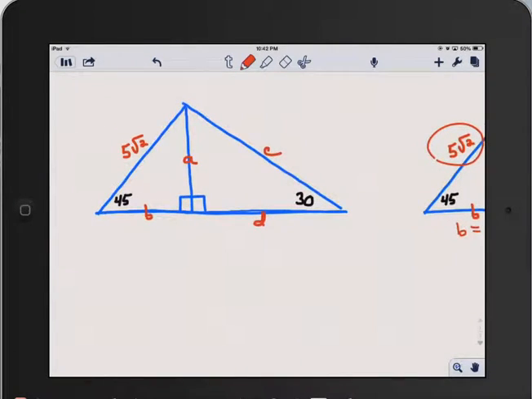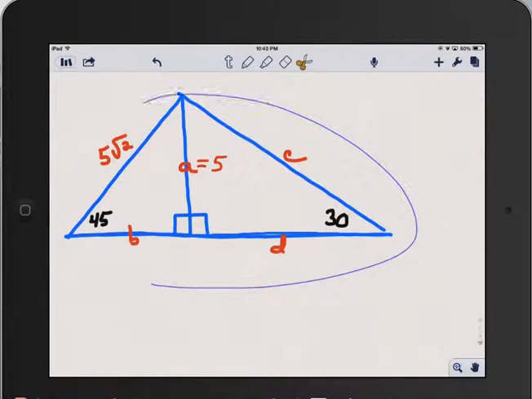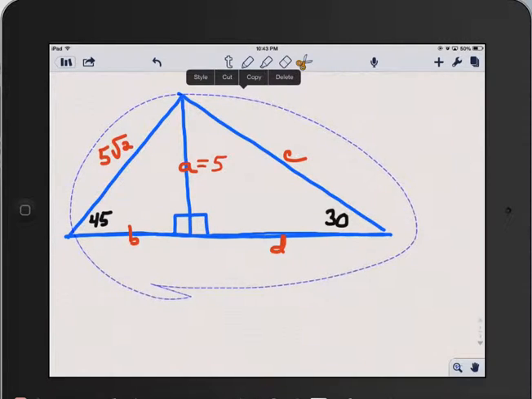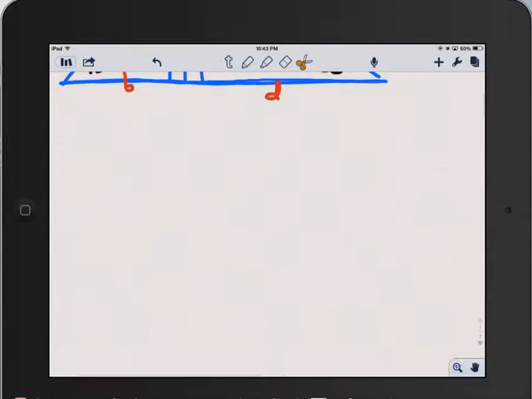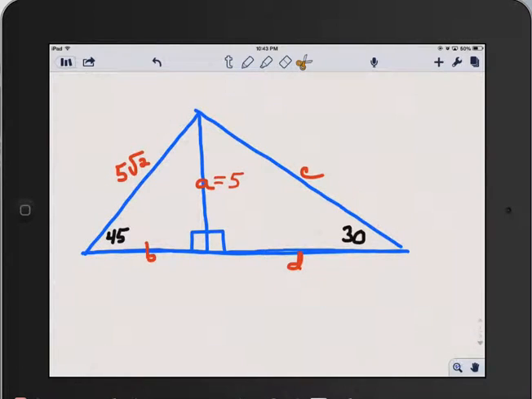Now transferring that value back to the diagram, specifically the value for A equaling 5, I'm going to copy the diagram again and this time paste it down below. And now I'm going to get rid of the left-hand side of the diagram.